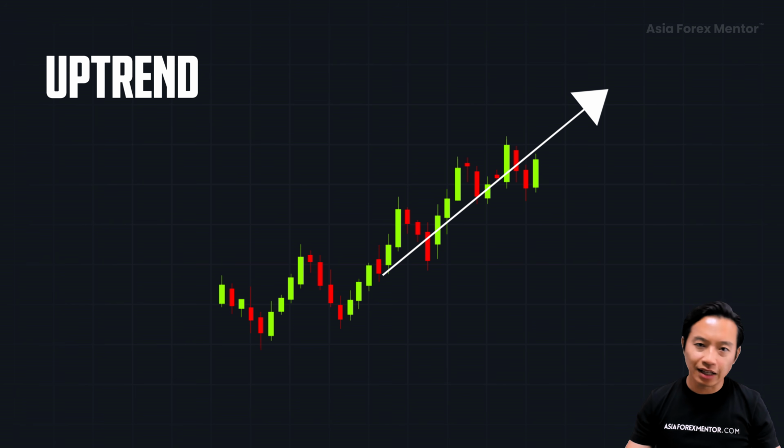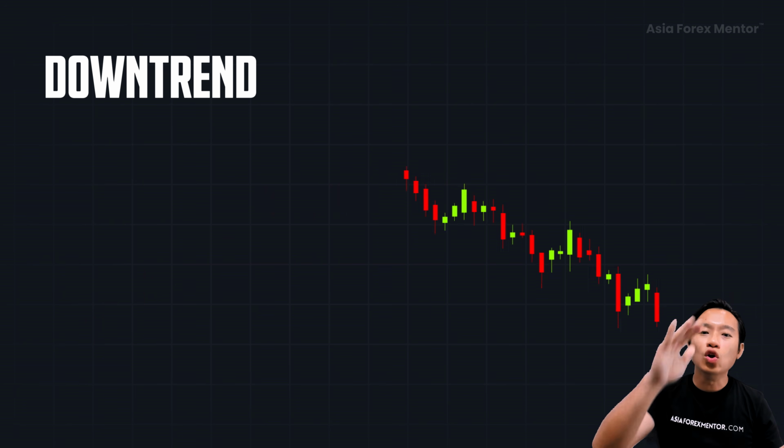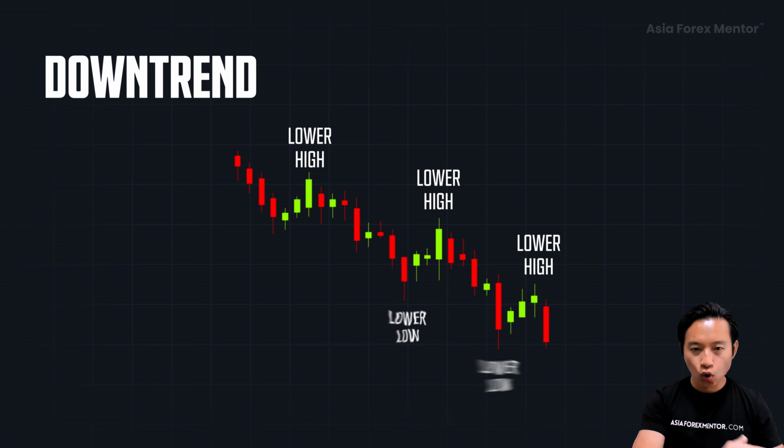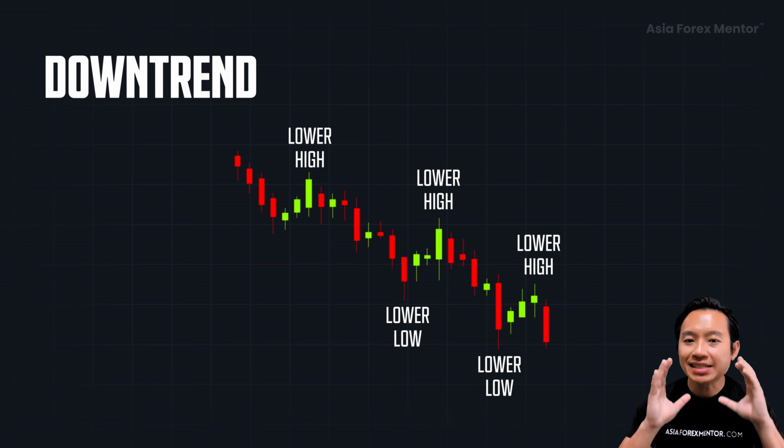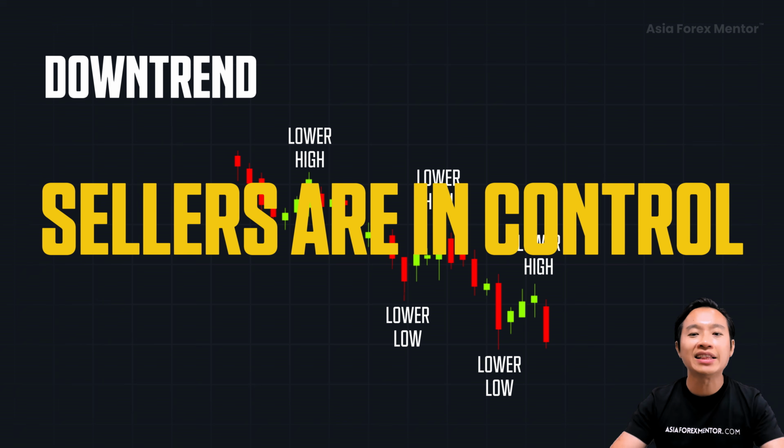Okay, so next, the downtrend. In a downtrend, we will see what? Lower highs and lower lows. That means the sellers are now dominating the market.